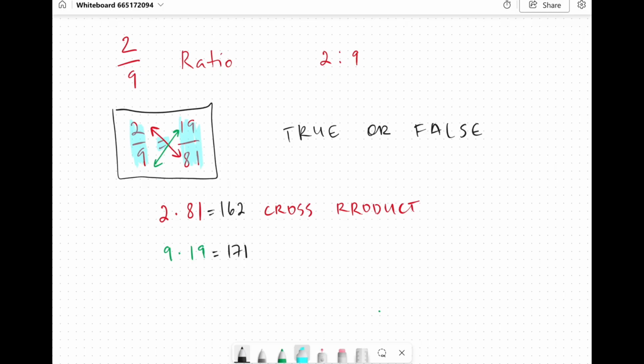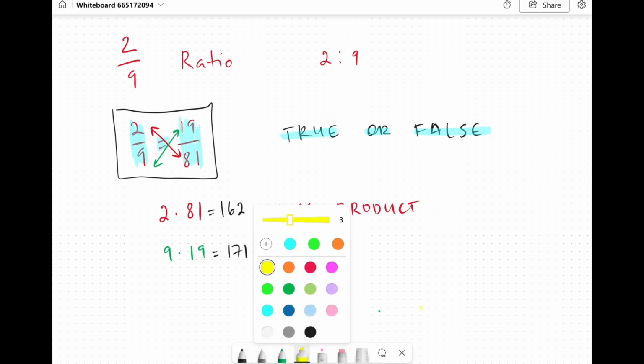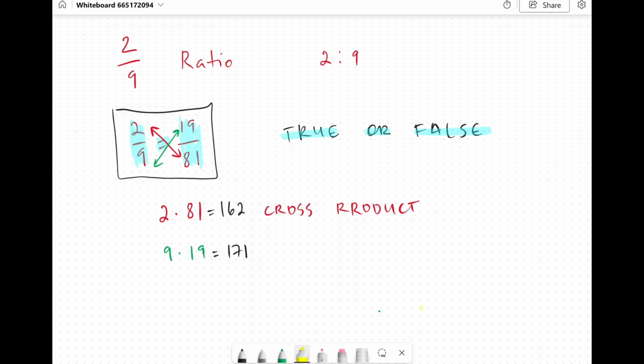In order for you to answer the question if the proportion is true or false, you have to find each of the cross products, and for the proportion to be true, the cross products must be identical. As you notice, our first cross product is equal to 162, and our second cross product is 171, so this proportion is false. It's not a true proportion.